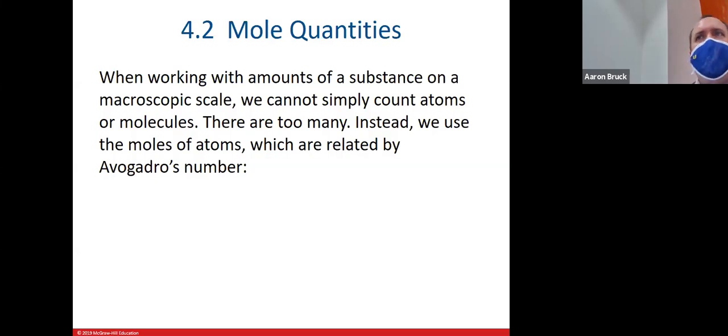So thus far, we've talked about things in two different ways. We've talked about things on the microscopic scale, where we say an individual molecule has this many atoms of this element and this many atoms of that element. Or we have particles that we're concerned with. I've got 50 particles of calcium hydroxide.